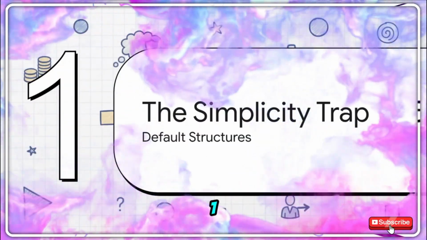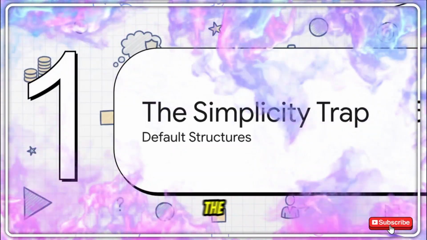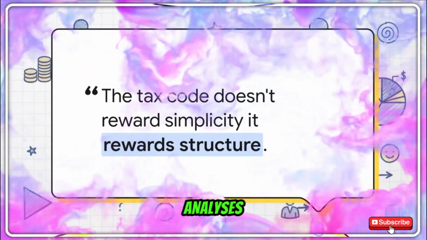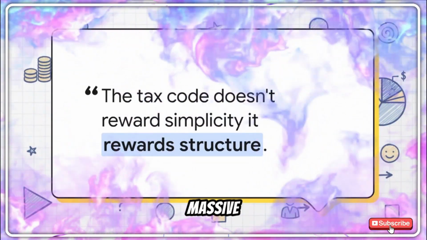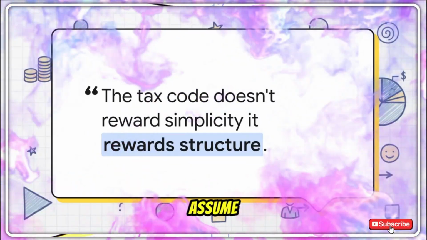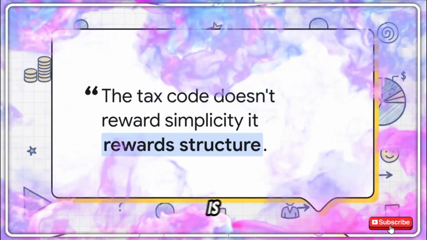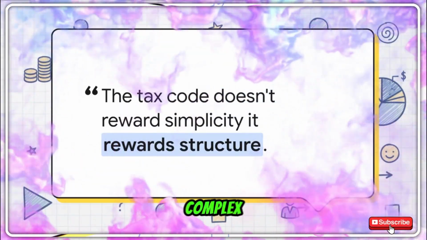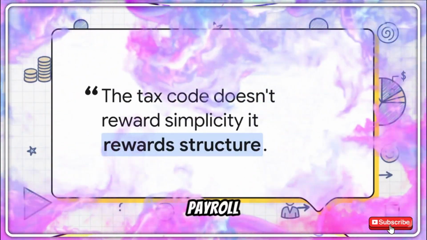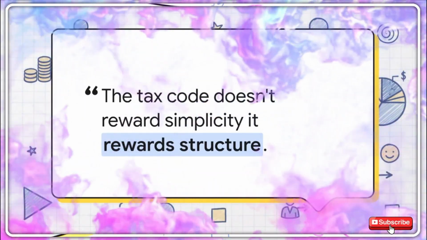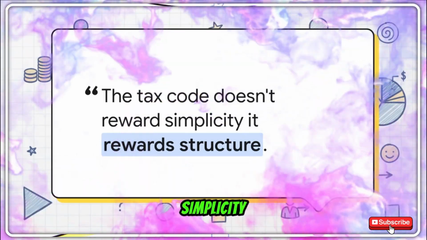Starting with part 1, the simplicity trap, and the baseline condition of default structures. Expert analyses point to a massive systemic misconception right out of the gate here. People naturally assume that because a sole proprietorship is so easy to set up, requiring no special registrations, no complex corporate filings, no formal payroll systems, that it must be the most efficient way to operate, right? Well, this is exactly what we call the simplicity trap.